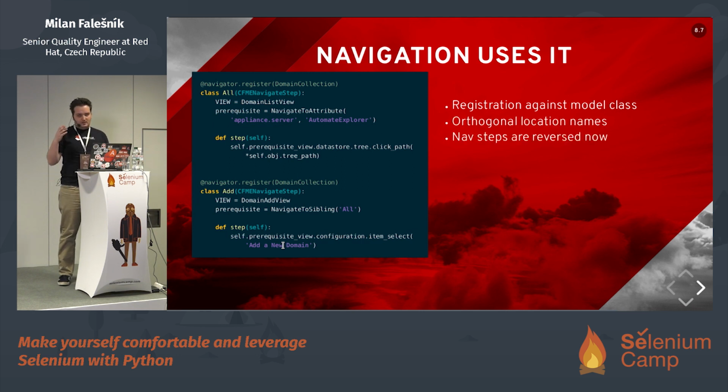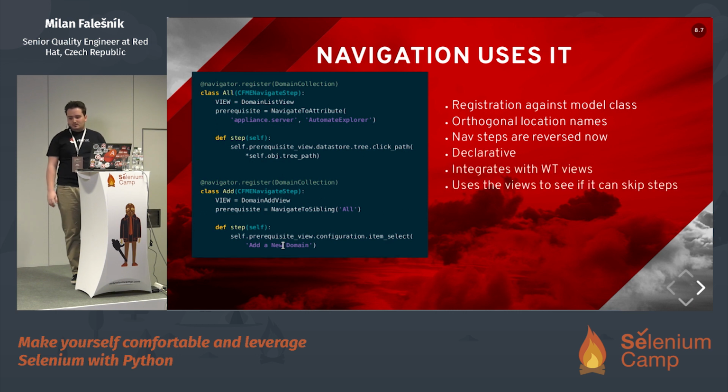And all the classes will have same location names. So any kind of object will have details. Any kind of collection will have all. Any kind of collection will probably have add. And it also, when you navigate somewhere, it starts to backtrack, and on the first view, it figures out it's on it. It doesn't go all the way back to the dashboard or somewhere, it just figures out it's like just 2 steps back. So it just goes 2 steps back and just does the 2 steps.